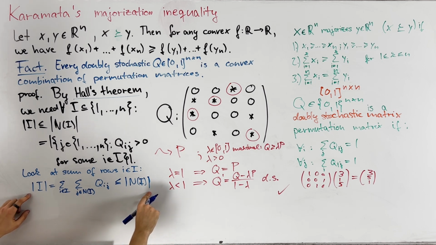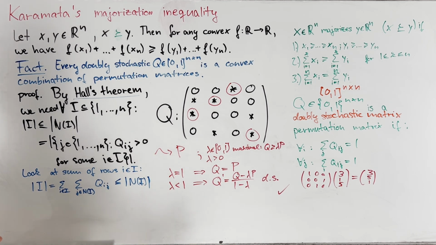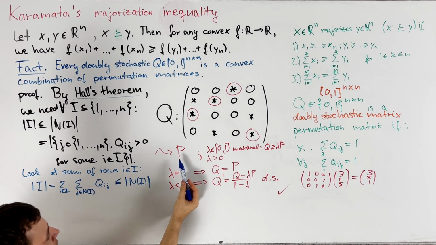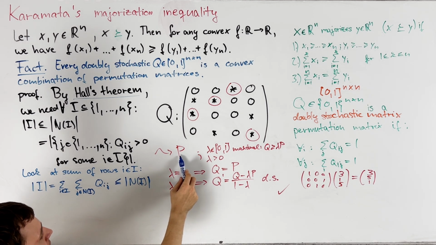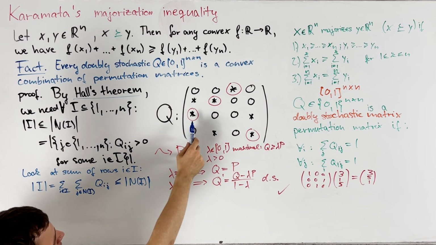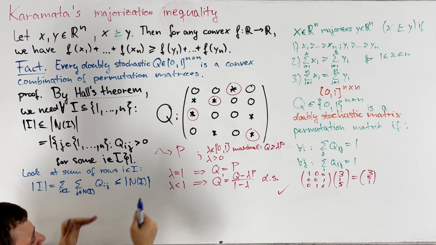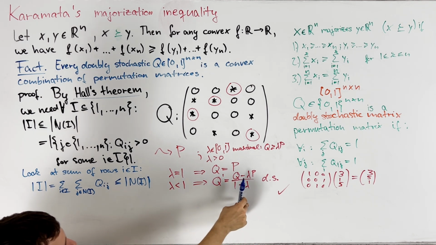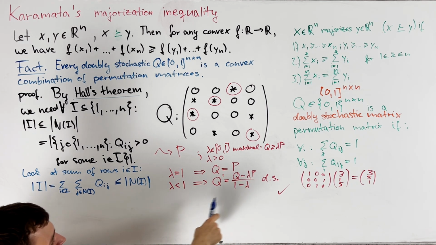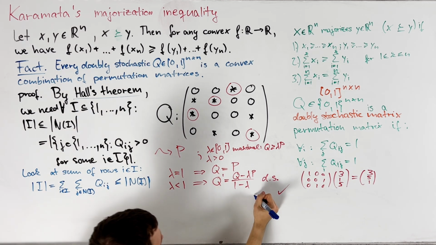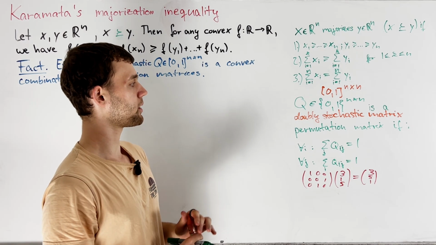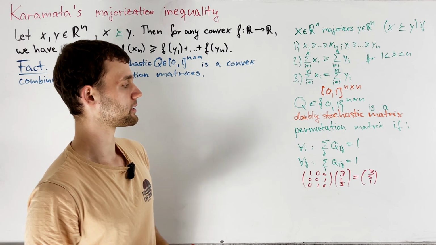So to recap, by this inequality we obtain from Hall's theorem that we can find a permutation matrix P such that every entry where this is 1 is positive in Q. Then we can subtract P with a factor that is as large as possible from Q and proceed by induction to prove our fact. Finally, there's one more thing I want to note about these matrices.